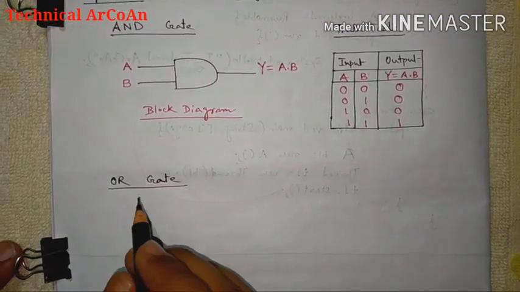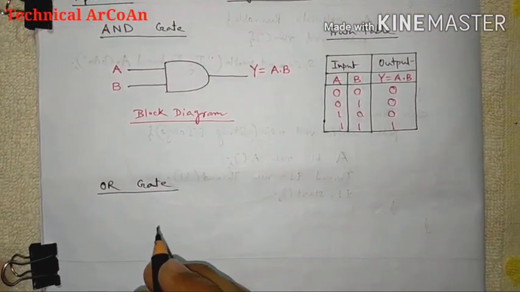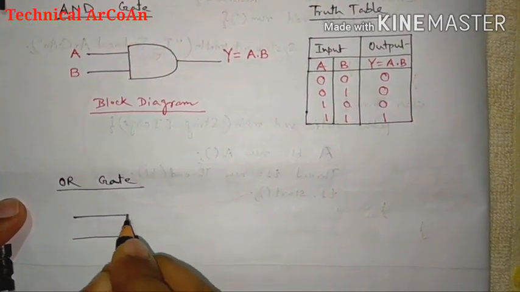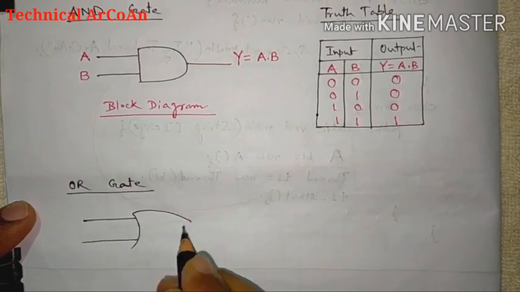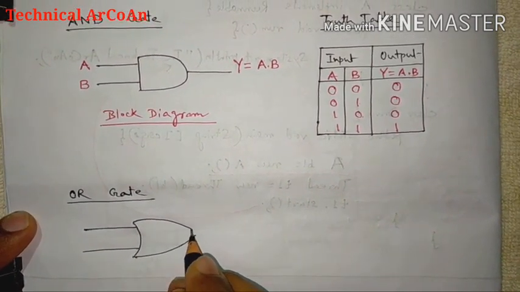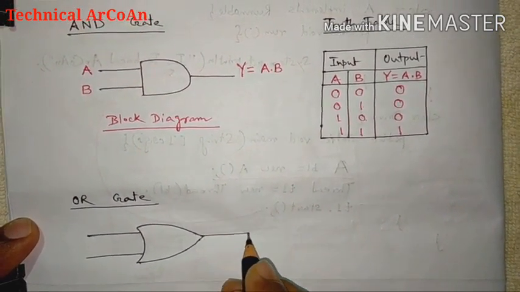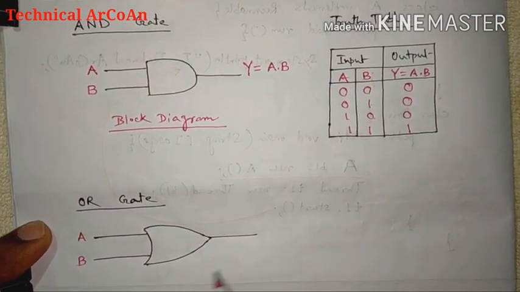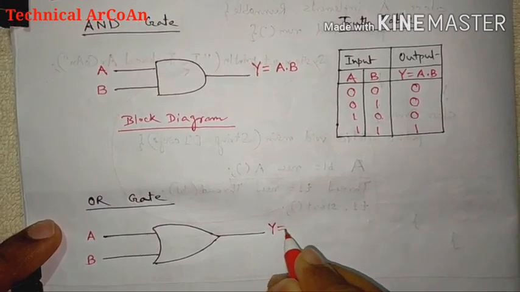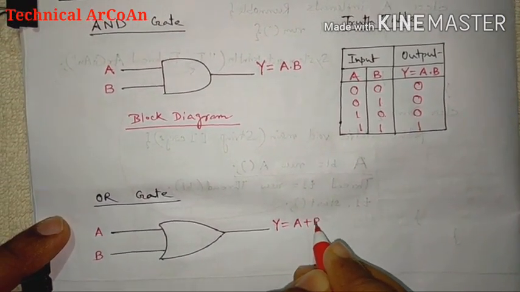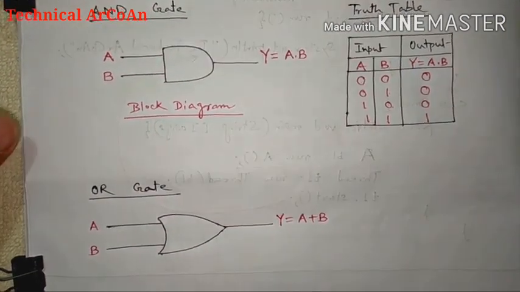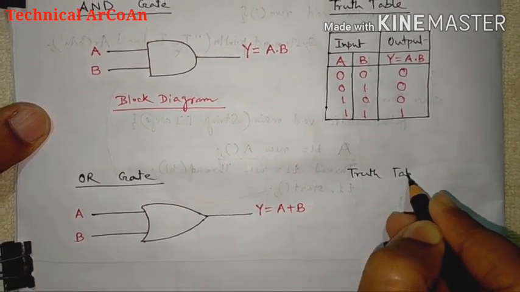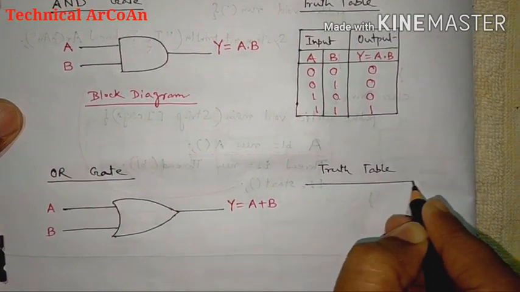Clear? Now the next logic gate is the OR gate. We draw the block diagram for the OR gate first. It will be like that. In the same way there are two inputs, A and B, and the output is Y. What is the operation? Addition. We already told that OR is addition. Now I draw the truth table the same way.